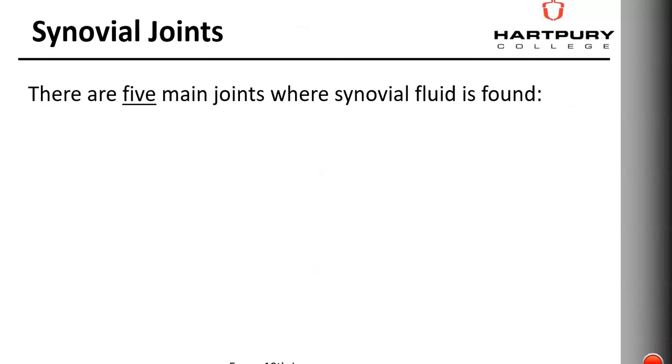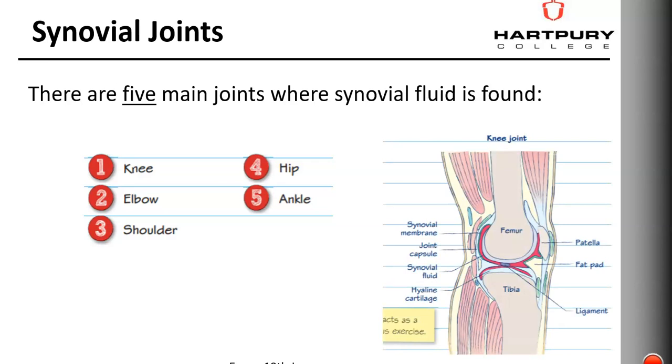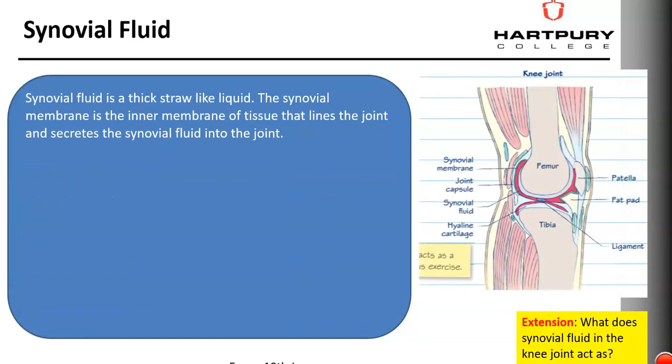Synovial joints then. So these joints we need to be aware of. There are 5 main joints where it can be found: knee, elbow, shoulder, hip and ankle. The joint looks a bit like this. So we have synovial fluid just above that joint capsule, protecting the bone from friction. Okay, so synovial fluid overall then, it's a thick straw-like liquid, and it is within the inner membrane of a tissue and lines a joint.